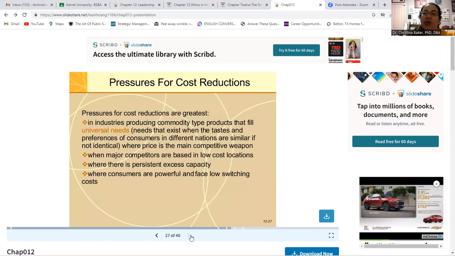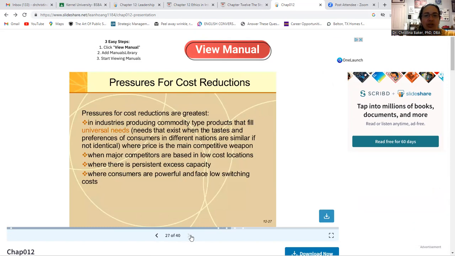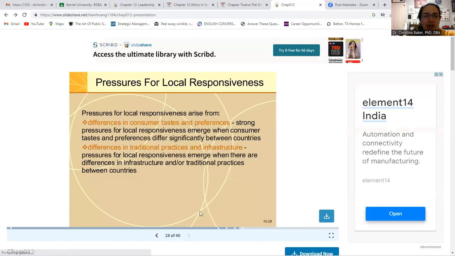Pressures for cost reductions are greatest in industries producing commodity-type products that fill universal needs, that exist when tastes and preferences of customers in different nations are similar, if not identical, where price is the main competitive weapon, when major competitors are based in low-cost locations, where there's persistent excess capacity, and where customers are powerful and face low switching costs.